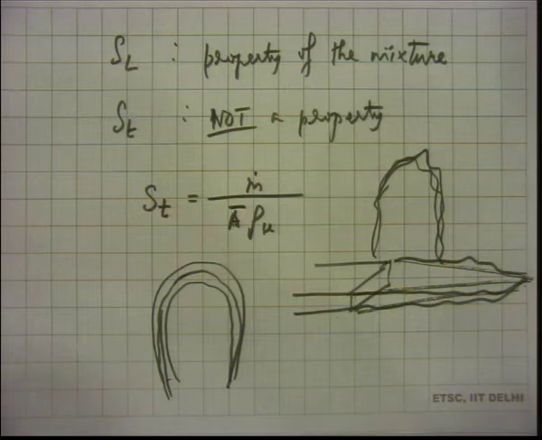And once we get that A bar, if we measure m dot, then knowing the unburnt gas density, we can get ST. So, that can be one way of getting ST, the turbulent burning velocity. Why is turbulent burning velocity not a property of the mixture? Because it depends on the flow, on the turbulence levels in the flow. It depends on the fluid mechanics. Whereas, as long as the flow is laminar, whichever flame configuration you get, the adiabatic laminar burning velocity is a property of the mixture.